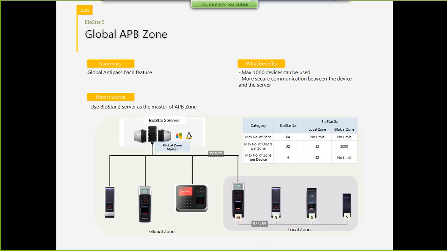Now for the zones, a big part is the APB zone. In the free version, you can use the local APB zone, which can be done only by devices connected to RS-485. In the Access Control Standard Edition, which is the licensed version, you can use the global APB and set all devices to work as a global APB. I will show you this in a demonstration. Here's a comparison table, which you can see is much larger than BioStar 1.